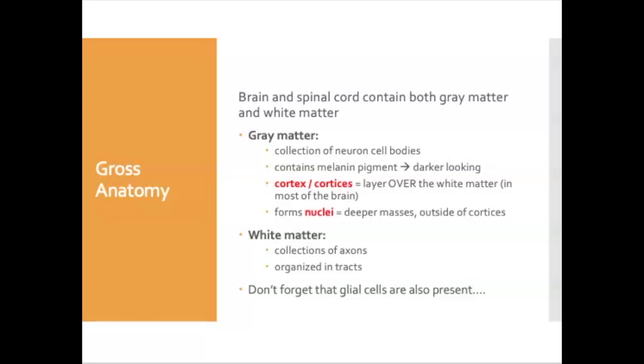In terms of white matter in the brain, just as we saw in the spinal cord, the white matter is composed of a collection of axons, and it is distributed in structural regions inside of the brain. It's also organized functionally in tracts, just as we saw in the spinal cord. Remember, while we talk a lot about the neurons that are inside of the brain, there are also an abundance of glial cells as well.